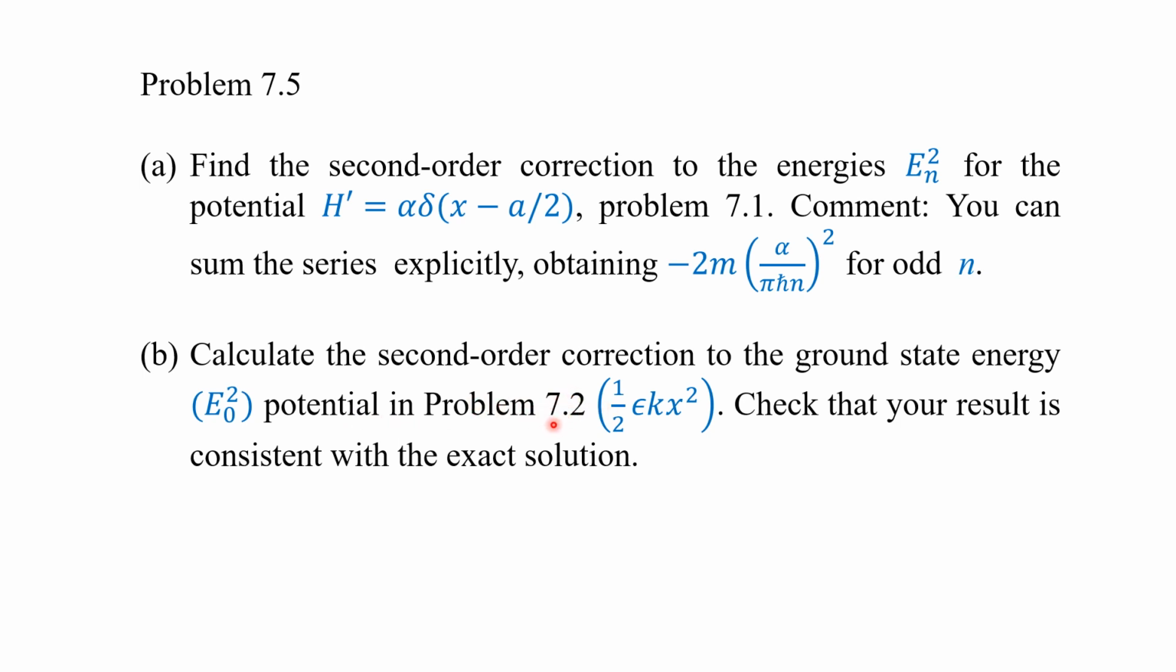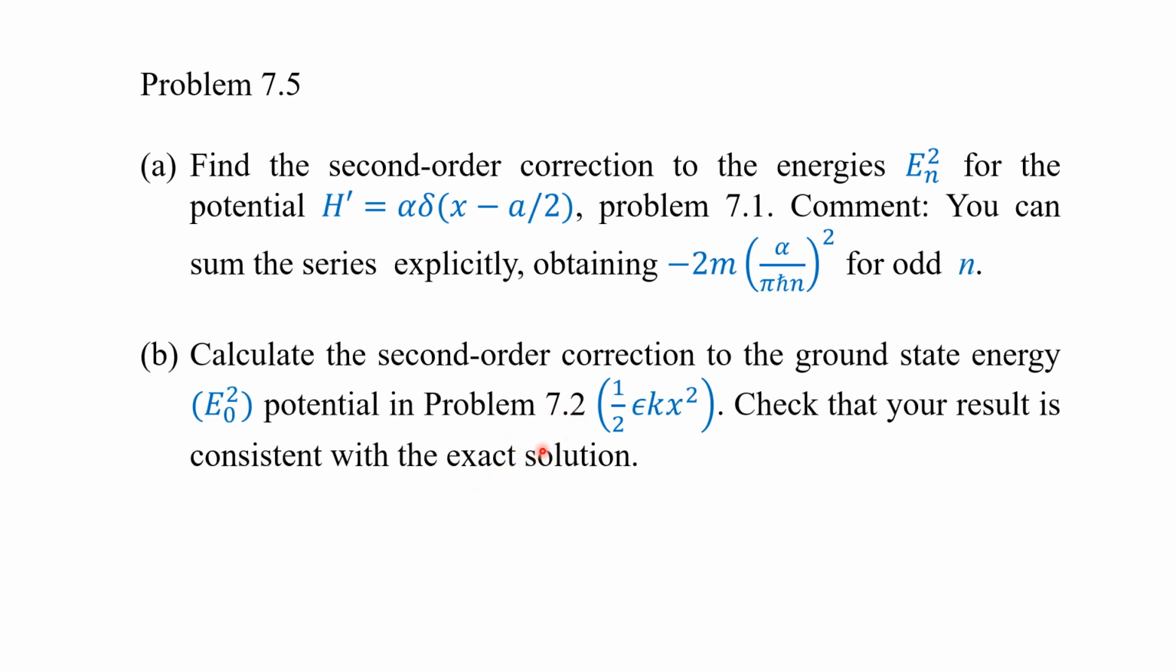I have already solved problem 7.2 in my earlier lecture. This is related to the harmonic oscillator. The first one is related to the infinite square well potential; this is related to the harmonic oscillator. In problem 7.2, it was given that the perturbed potential is epsilon k x squared, and check that your result is consistent with the exact result.